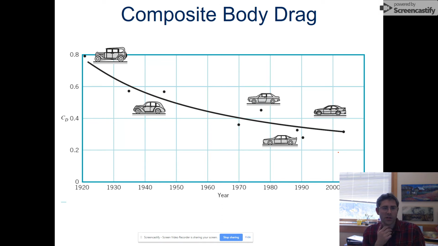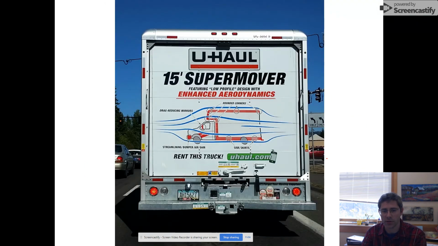This diagram just shows how the overall drag coefficient for a whole composite body, like a car, has decreased over time as you've gone from a car that isn't very streamlined up here to more streamlined versions and cars over here. The overall drag coefficient has gone down. When we go to the Daimler wind tunnel, you'll hear them talking a lot about, basically what they're trying to do in that wind tunnel is lower the drag coefficient, which lowers the amount of fuel you have to burn in order to overcome drag on the road.